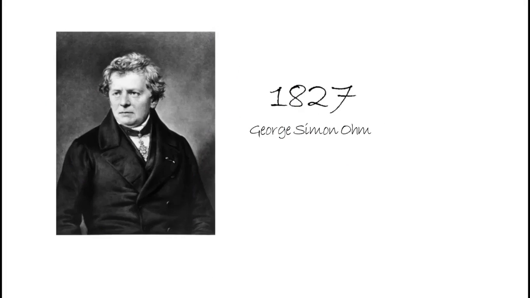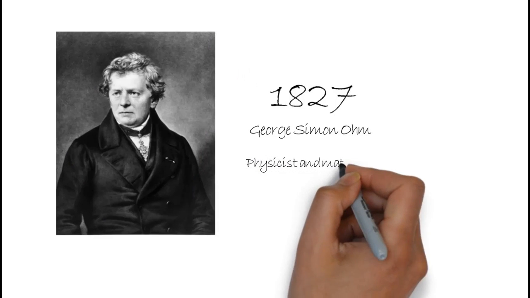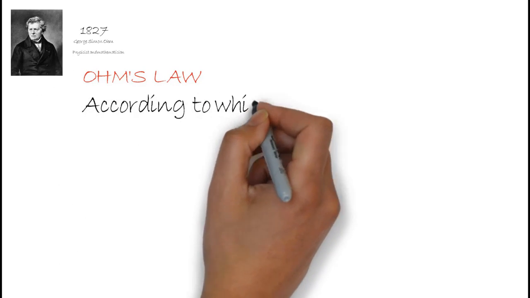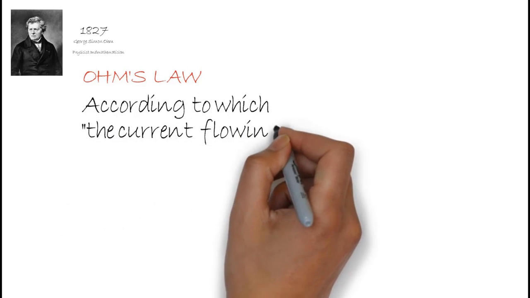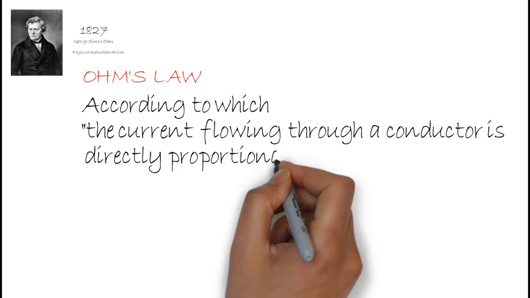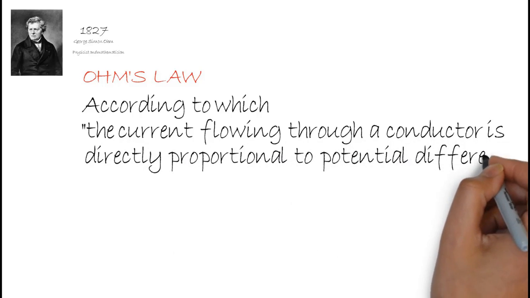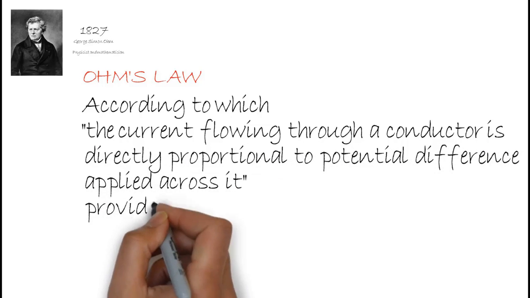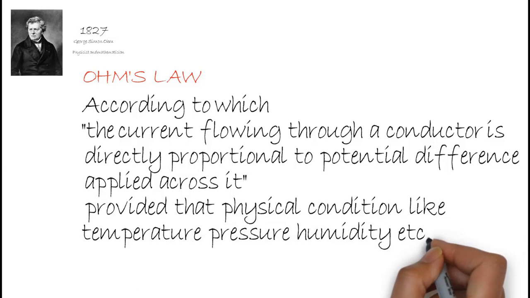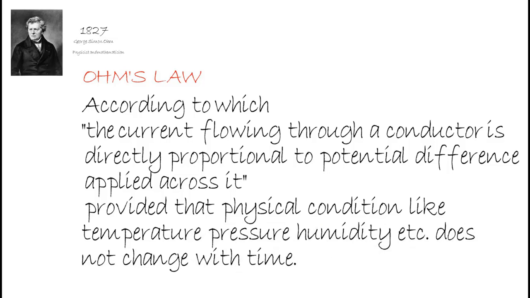In 1827, Georg Simon Ohm, a German physicist and mathematician, gave a law related to electricity known as Ohm's law, according to which the current flowing through a conductor is directly proportional to the potential difference applied across it, provided that physical conditions like temperature, pressure, and humidity do not change with time.